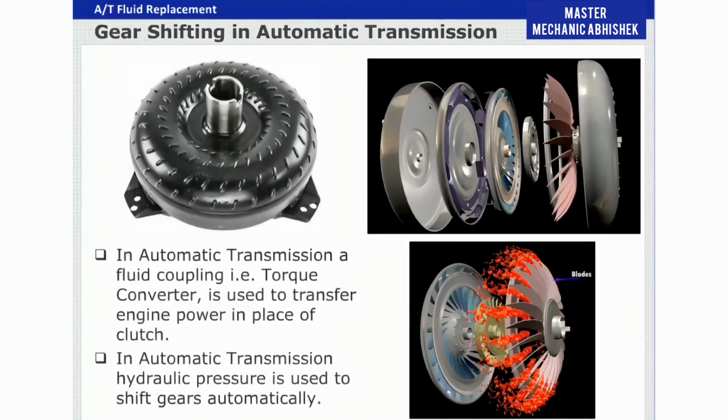Gear shifting in automatic transmission. In automatic transmission, a fluid coupling, that is torque converter, is used to transfer engine power in place of clutch. In automatic transmission, hydraulic pressure is used to shift gears automatically.